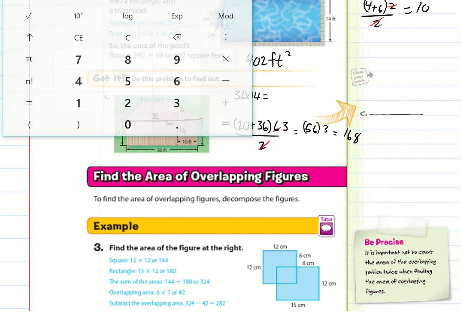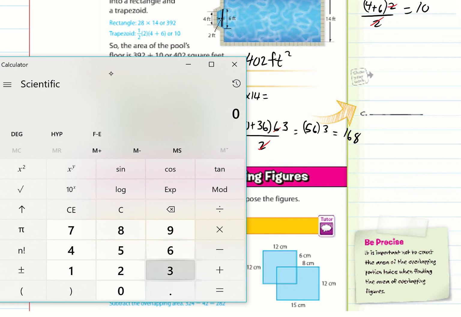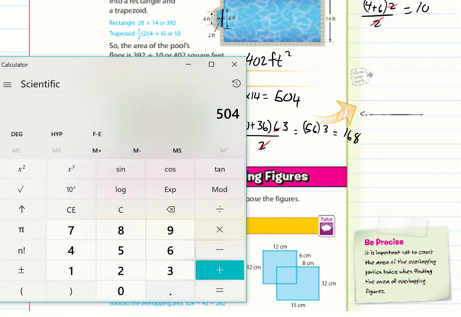And then we get my calculator out for 36. Is it 36 times 14? 36 times 14. 504. So if I add those together, plus 168, I get 672.